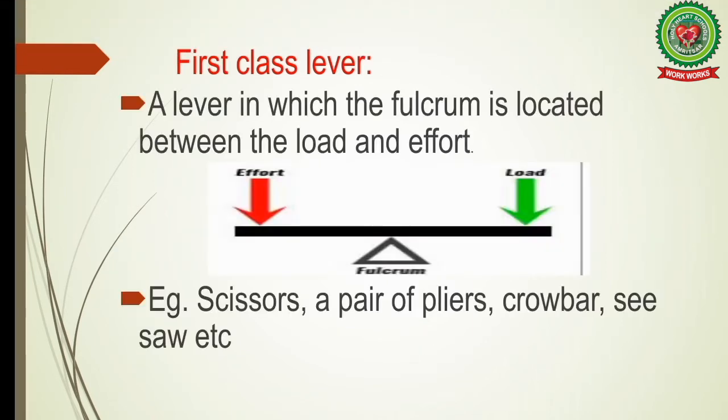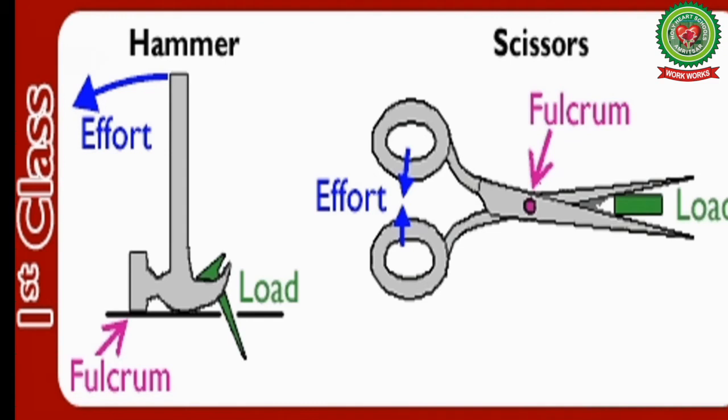Note down the definition of first class lever now. A lever in which the fulcrum is located between the load and effort is called a first class lever. Examples are scissors, a pair of pliers, crowbar, seesaw, etc. Have a look at this.